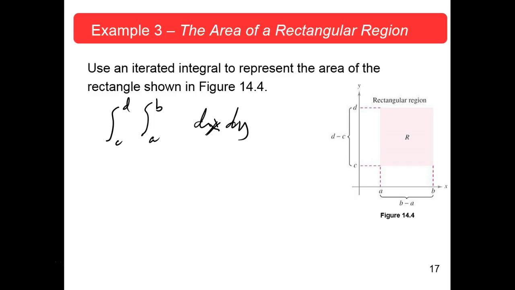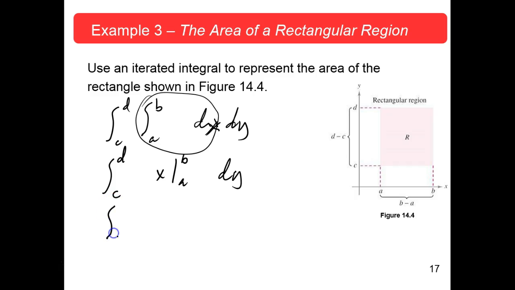Okay, well, let's integrate it. You always do the inner integral first. So the outer one we're not going to mess with yet. That's going to be C to D, and we'll leave the dy out there by itself. So how do we integrate dx? What's the antiderivative of dx? X. And the x is evaluated from A to B.